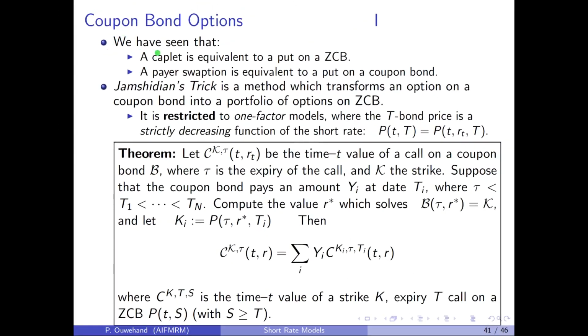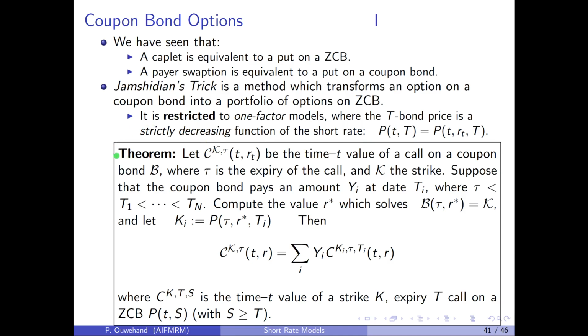We have already mentioned that a caplet is equivalent to a put option on a zero coupon bond, and that a payer swaption is equivalent to a put option on a coupon bearing bond. Jamshidian's trick is a method which transforms an option on a coupon bond into a portfolio of options on zero coupon bonds. But note that it is restricted to one factor models, where the T-bond price is a strictly decreasing function of the short rate. This is the case, for example, in affine term structure models.